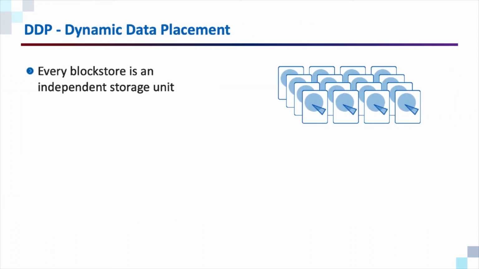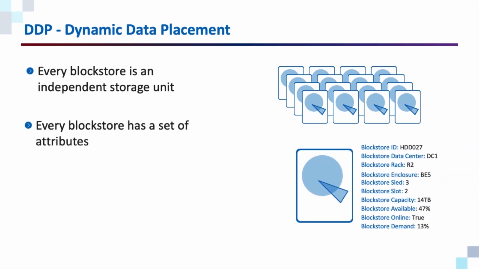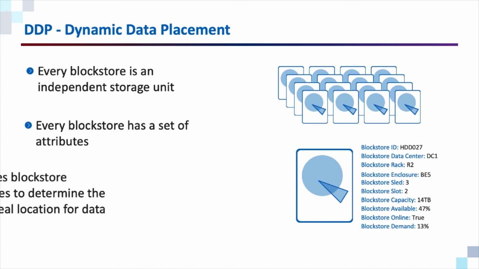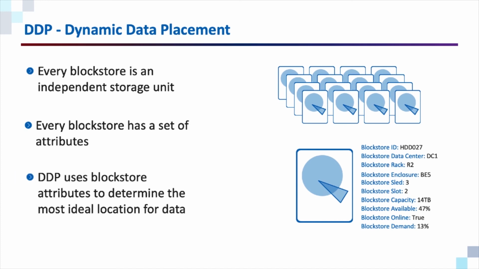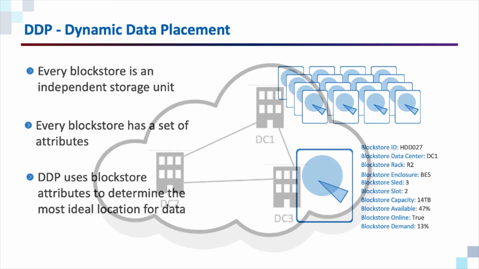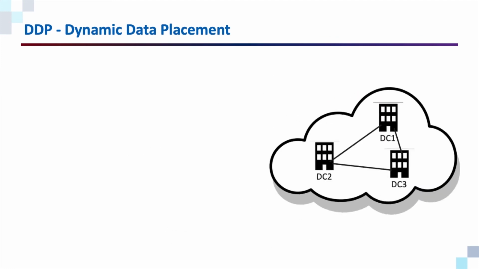So with DDP, every block store is an independent storage unit. And every block store has a set of attributes. And DDP uses those block store attributes to determine the most ideal location for data. Let's take a closer look.